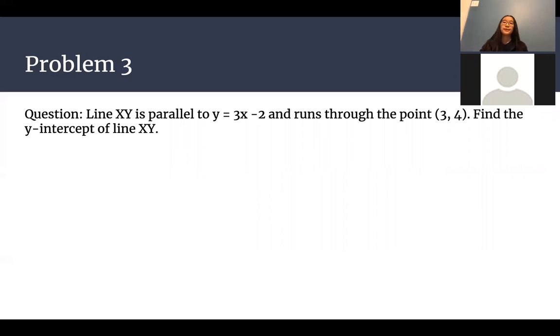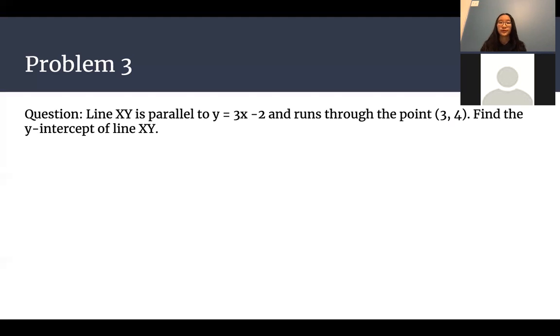And so that means that what we know so far about line XY is that its equation is y equals 3x plus an unknown b. And that's the y-intercept, which is also what we're trying to find out. So to find the y-intercept, we need to somehow use the other bit of information they gave us, which is that it runs through the point (3, 4). So you can pause and think about this on your own, how you would use that point. Or you can continue and I will explain.